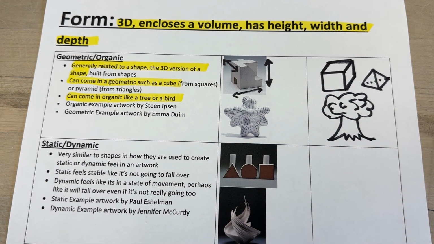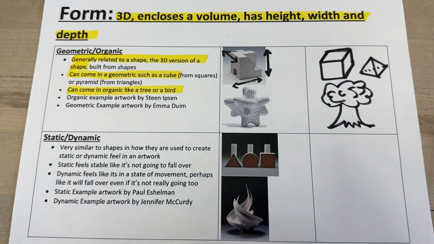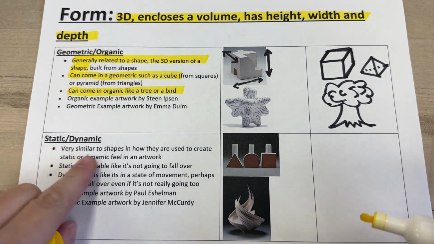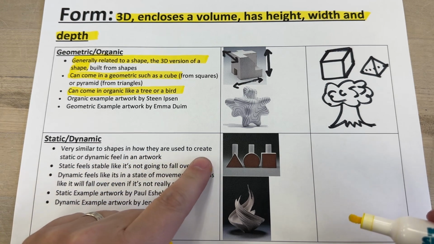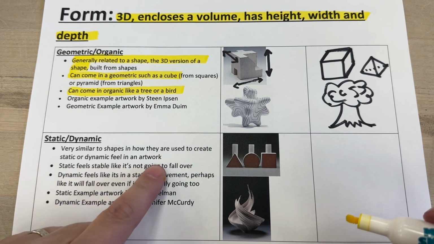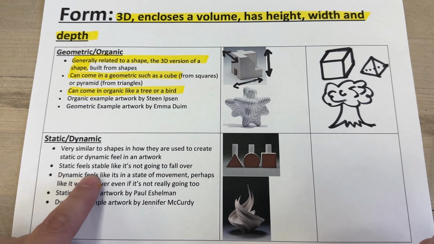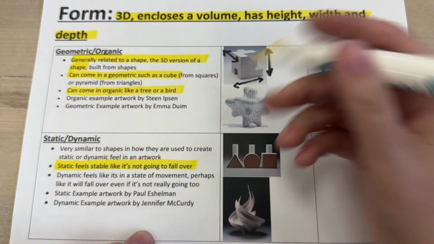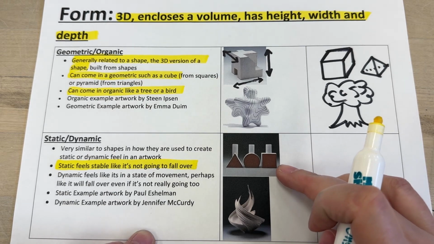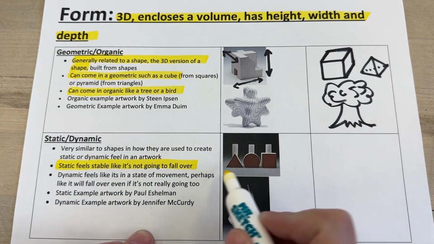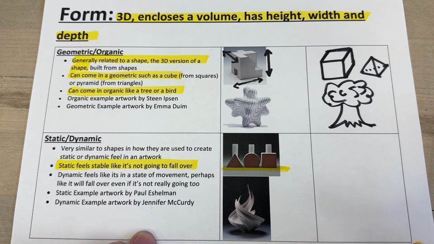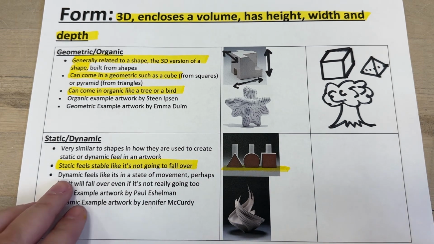And then for the next part, the static or dynamic, again, it's very similar to when you're looking at shape, and how they are used to create static or dynamic feel in an artwork. Static feels stable, like it's not going to fall over. So like this artwork right here, these ones feel very stable. The bottom is very flat on the table, so it feels stable.